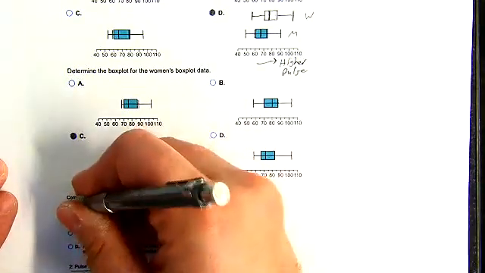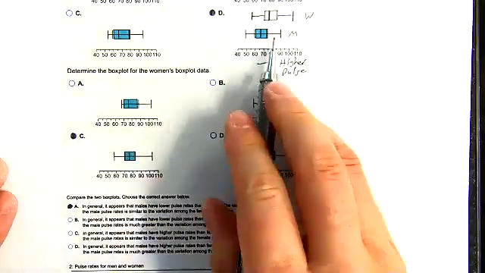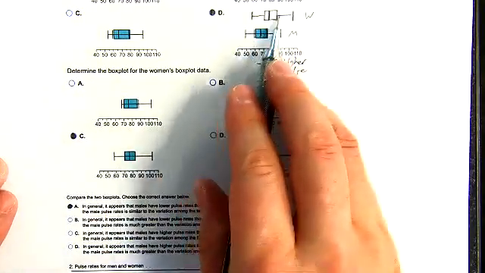So A actually says it perfectly. Men's are lower, but their variations, their boxes look pretty close. They're just shifted from each other.